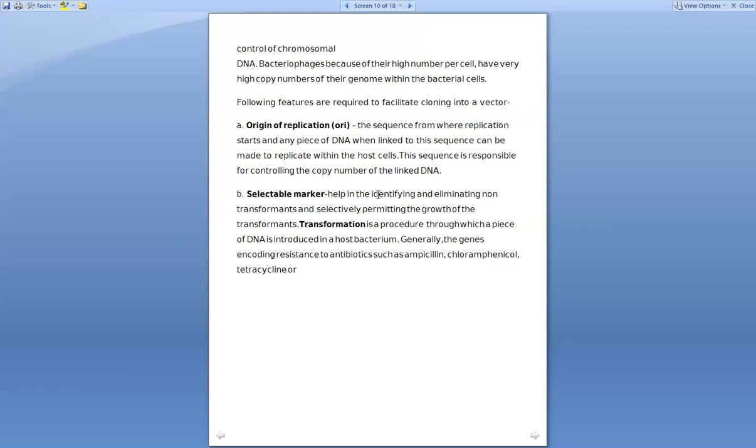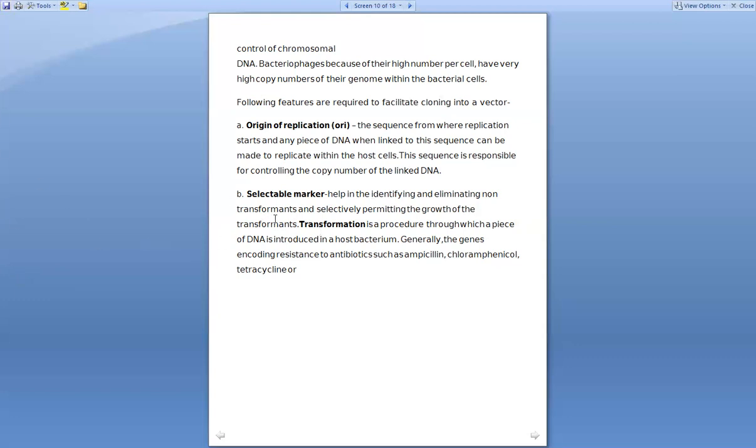Selectable markers help in identifying and eliminating non-transformants and selectively permitting the growth of the transformants, right? Transformants means those cells which have been transformed, right? So here the selectable markers are useful in identifying. The first thing they do is identify as well as eliminate non-transformants, right?